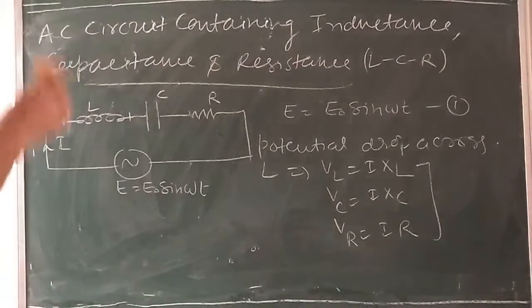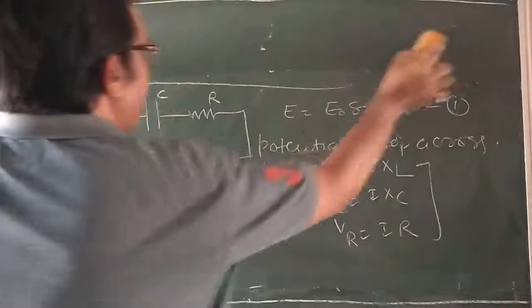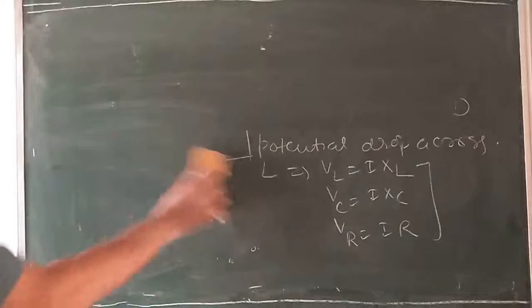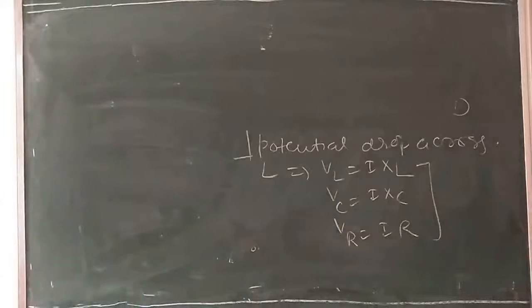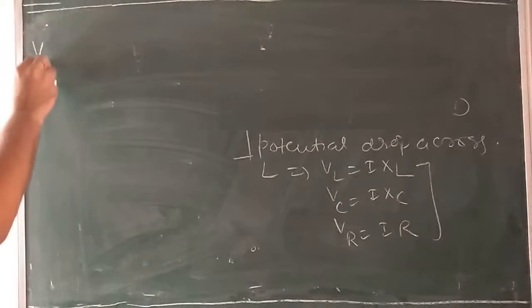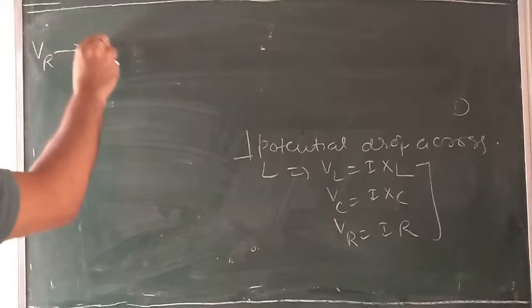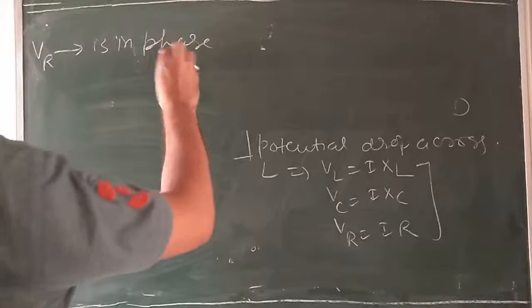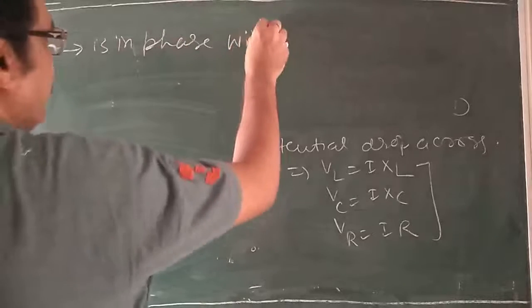Now we are going to find out. Draw the phasor diagram here. We know very well that when there is resistance in the circuit, VR is in phase with current.